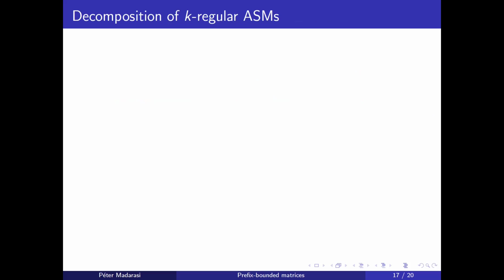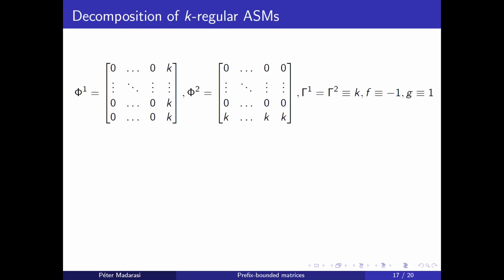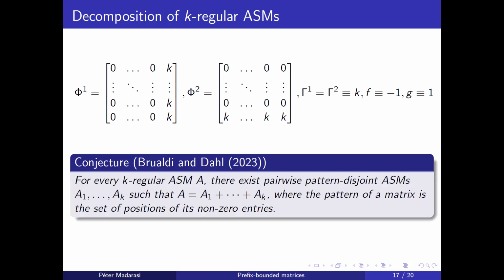I am going to turn now to two structural results, which will be implications of classical results in combinatorial relaxation. The first one concerns the decompositions of irregular ASMs. Irregular ASMs, something that I already mentioned, correspond to the special case of PMs for these bounds. These were considered by Duarte and Dahl, who proposed the following conjecture: for every such irregular ASM A, there should exist pairwise pattern disjoint ASMs, A1, ..., AK, such that they sum up to A.